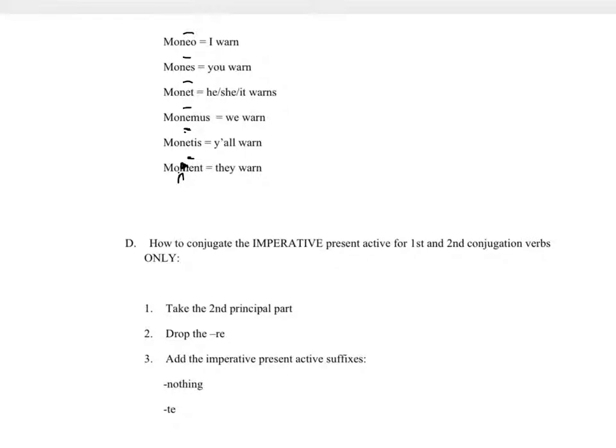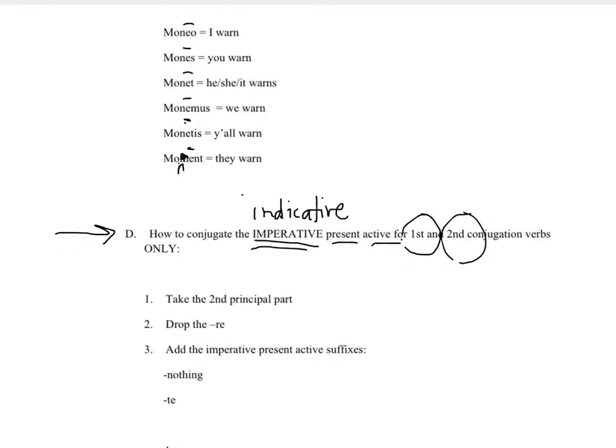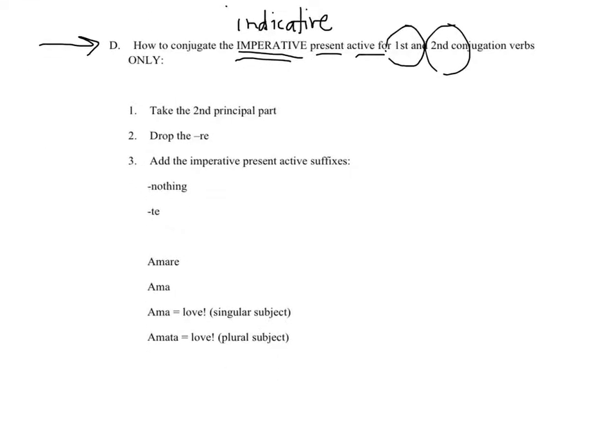The other type of verb that you know so far is the imperative mood, not the indicative, present active. What I just showed you was the indicative present active. Now you're learning the imperative present active. And again, we'll start just with the first and second conjugation verbs. You'll learn the third conjugation verbs, third I conjugation verbs, and fourth conjugation verbs later. The process is largely the same for the indicative present active and the imperative present active.